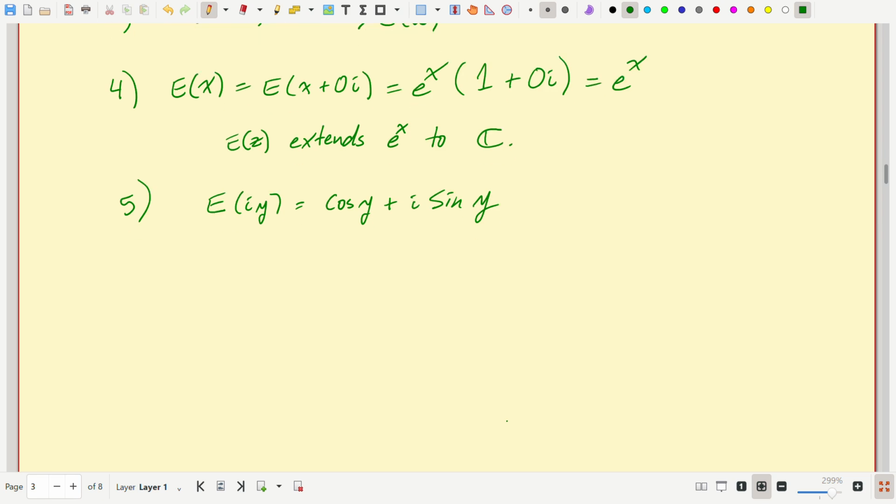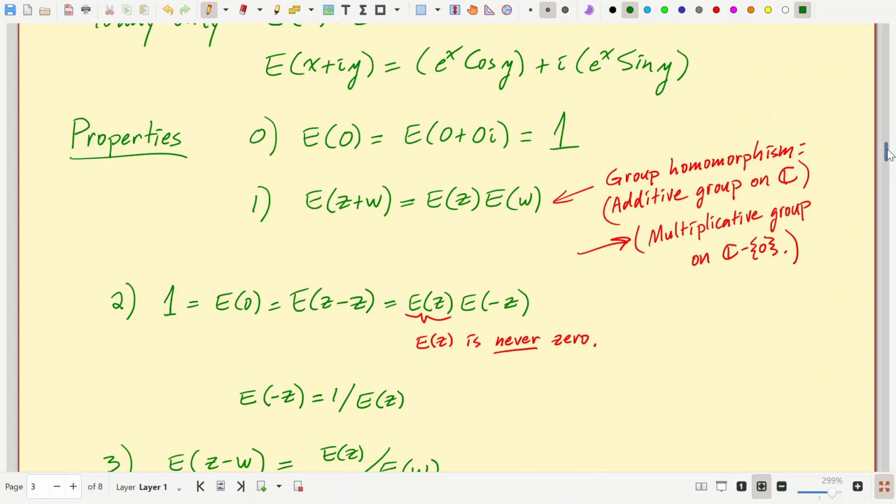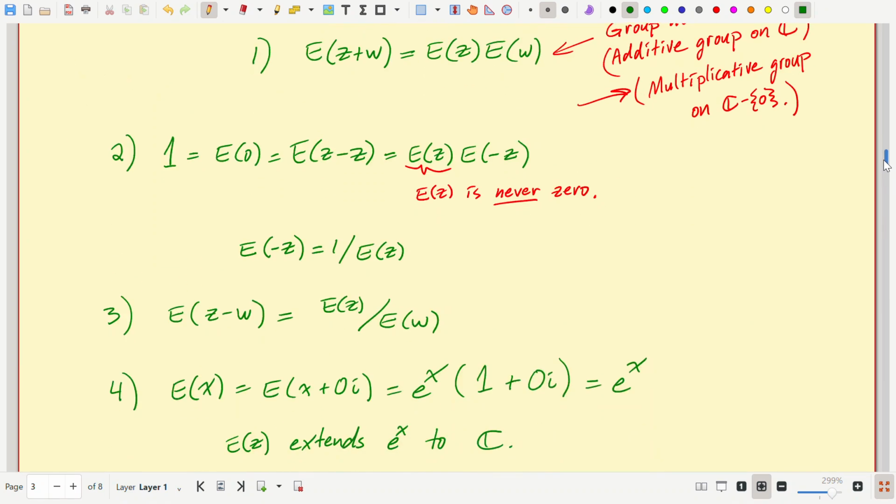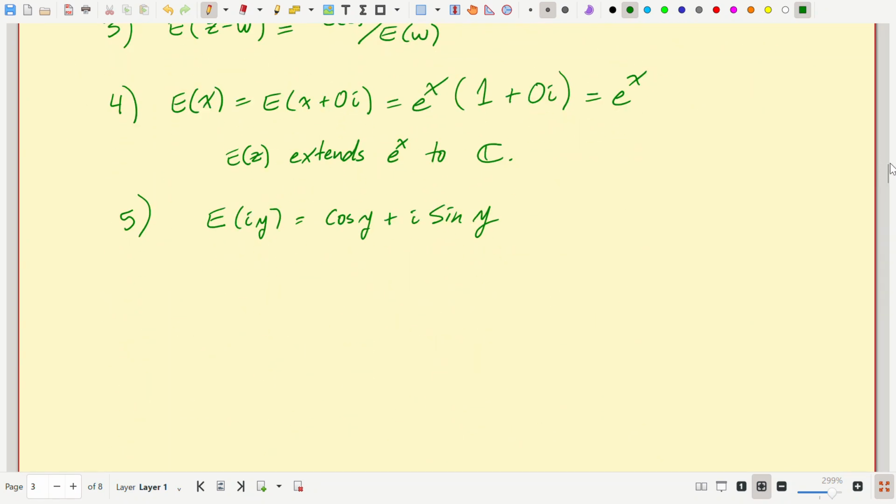So all these things follow from which one? Number 1. So I'm going to demonstrate number 1 from first principles, and all the rest follow. That's the only thing I have to check. So, proof of number 1. It turns out it's just a trig identity.